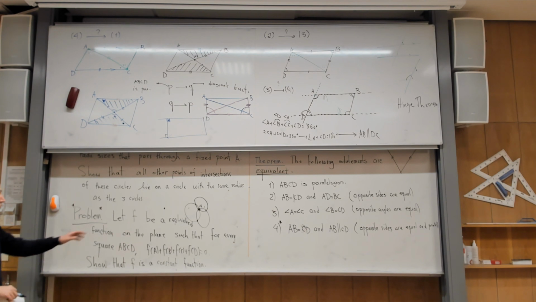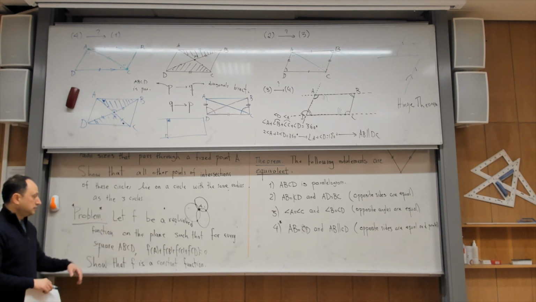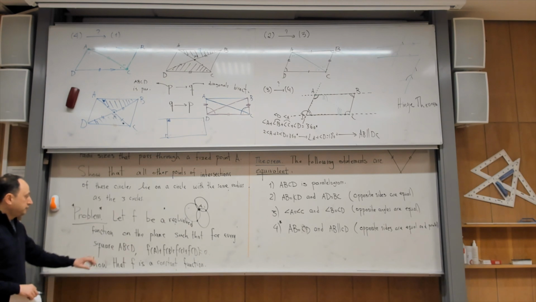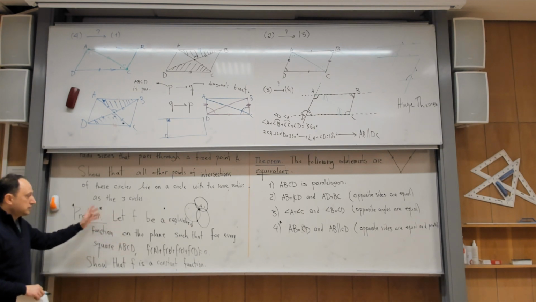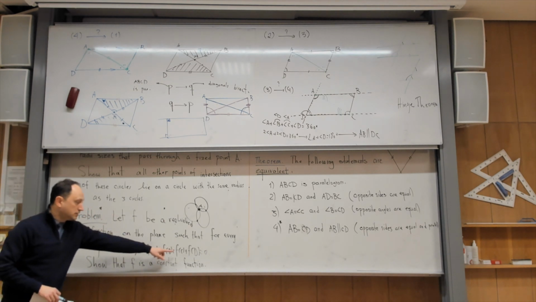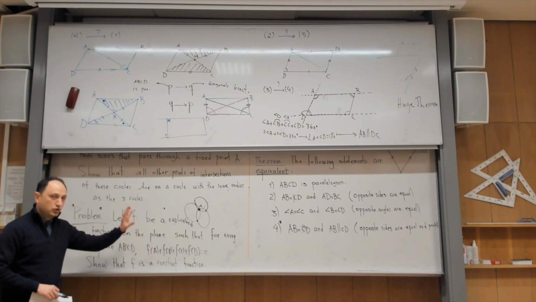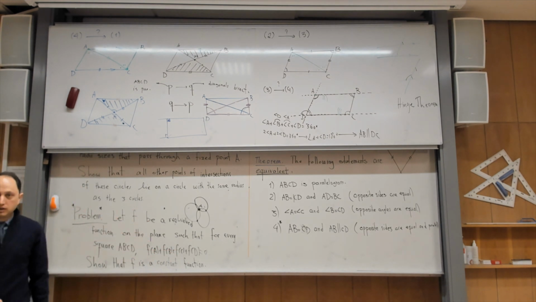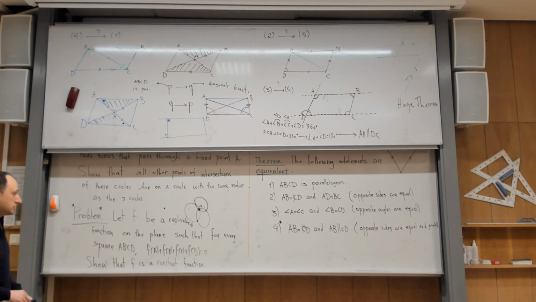So I know that I have a real valued function, which acts on the points in a plane, but for every square you can choose on the plane, this is the relation: if I add f at those points, they add up to 0. We want to prove that that's a constant function.